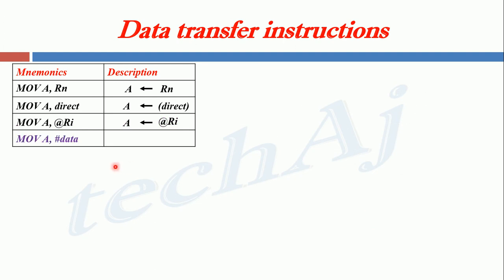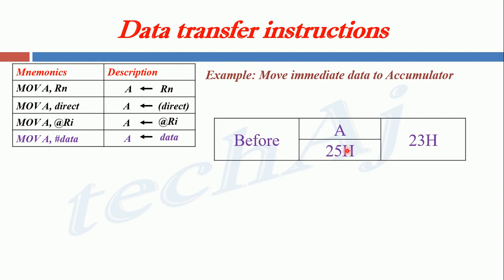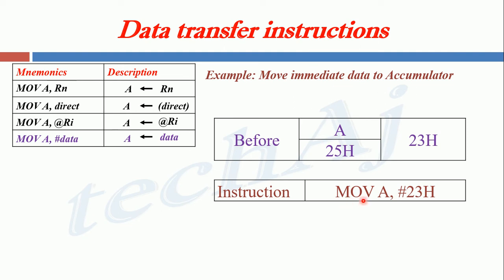Next instruction is MOV A, #data. Here an immediate value is copied into the accumulator. For example, suppose the accumulator is having 25H, and we want to copy the immediate value 23H into the accumulator. So we have to execute the instruction MOV A, #23H. The hash symbol indicates that this is the immediate value. So after the execution of this instruction, the accumulator will get the value 23H.